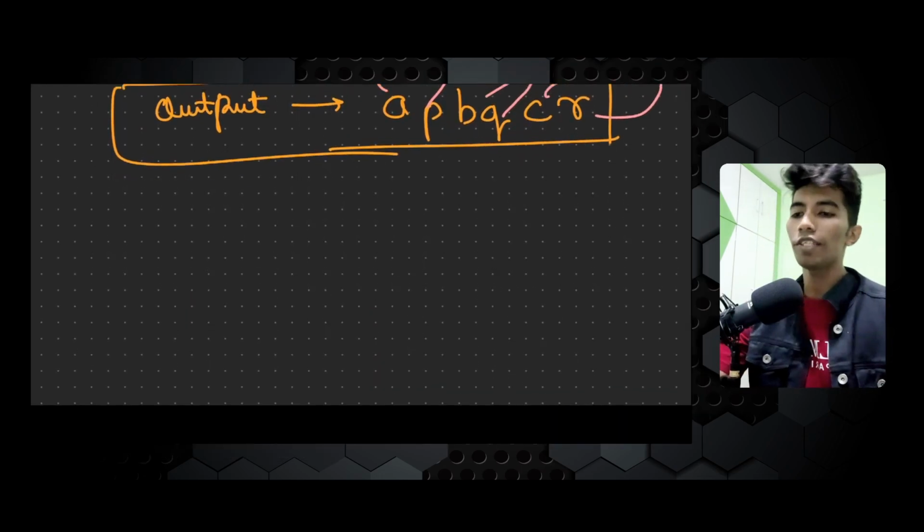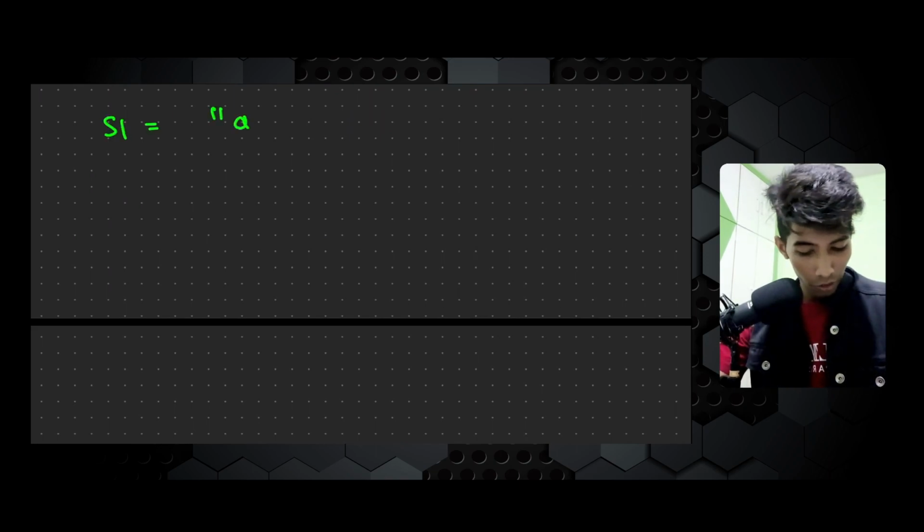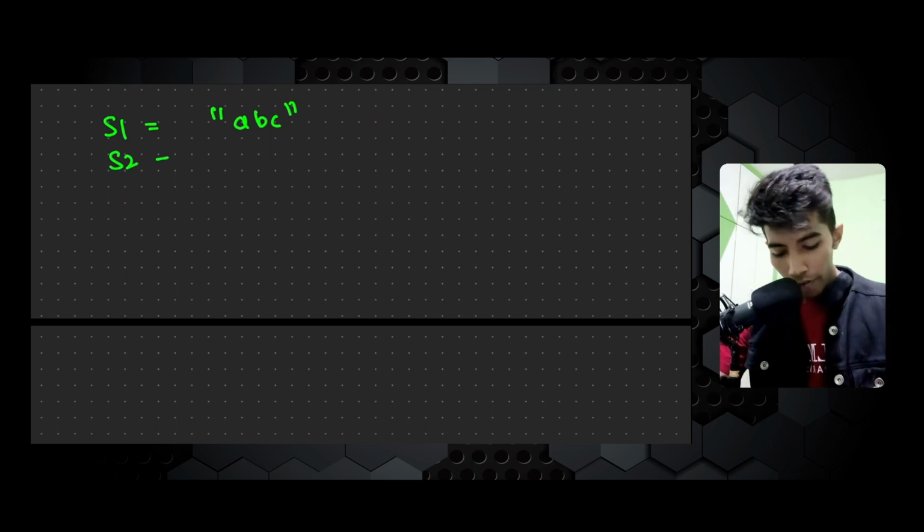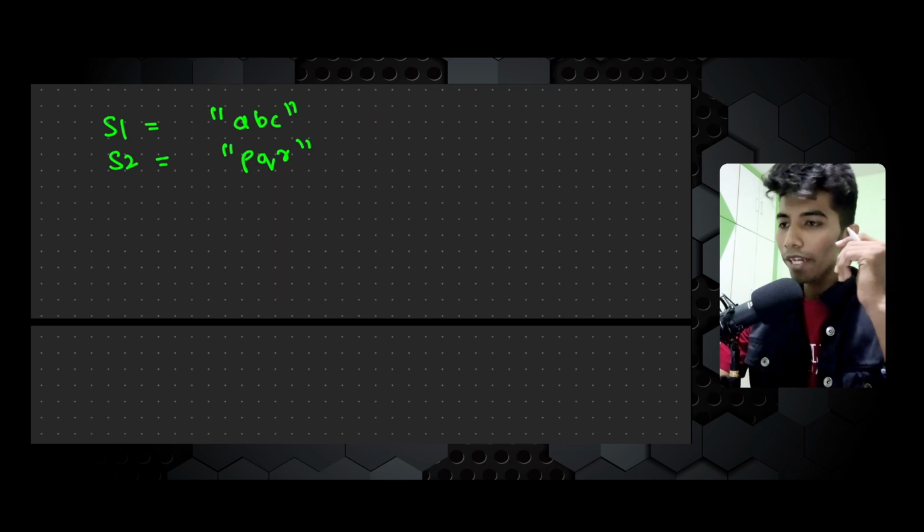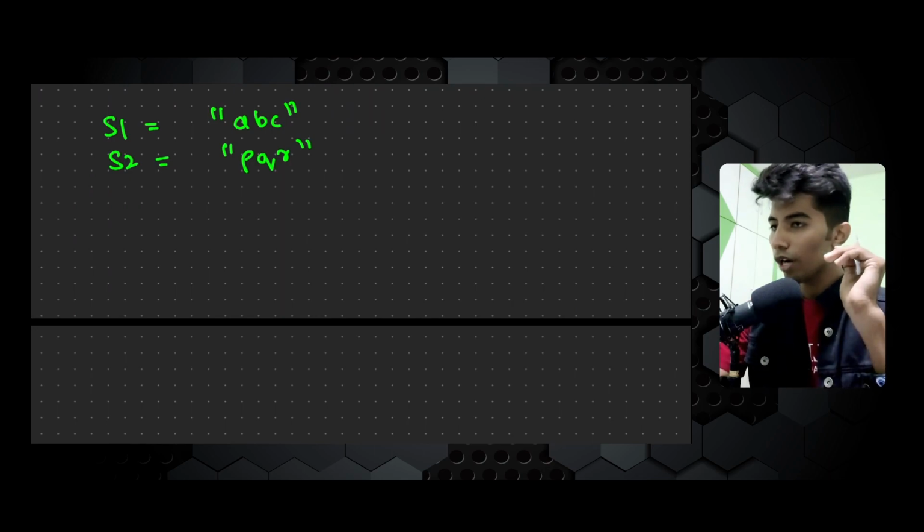Okay. So now let's understand this question. You have been given two strings, right? One string is A, B, C, and the second string is P, Q, R. Pretty easy and clear. Just understand this thing, do not hesitate.